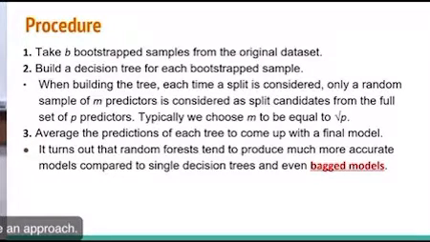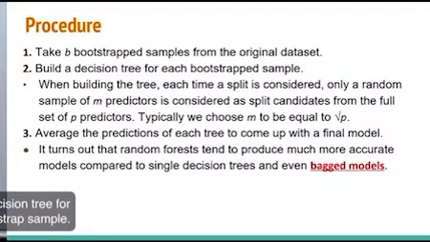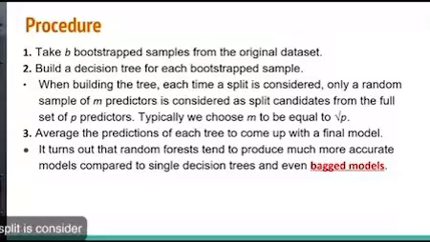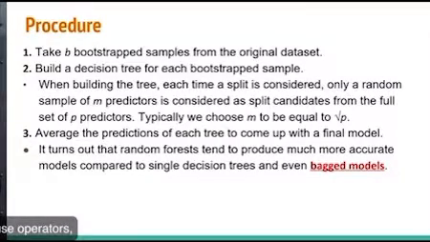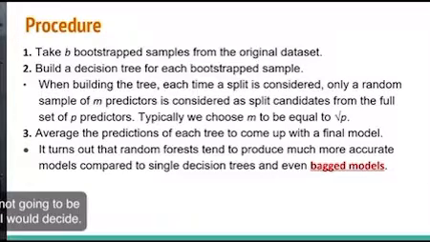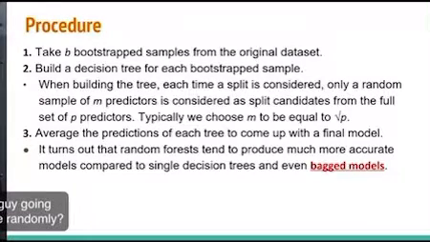But we have an approach. There's something that I want you to understand. If you take a look at this, build a decision tree for each bootstrap sample. When building the tree, each time a split is considered, only a random sample of m predictors is considered as split candidates. You don't use all the predictors. But you are not going to be the one that will decide. It is basically going to choose that randomly.